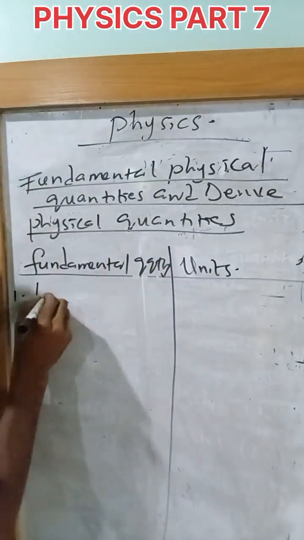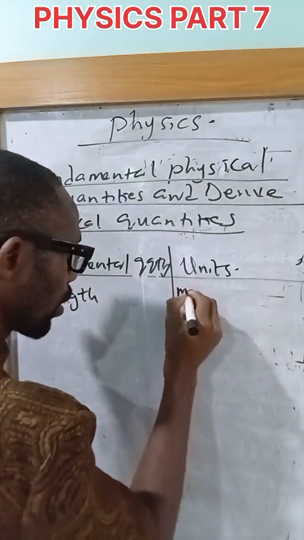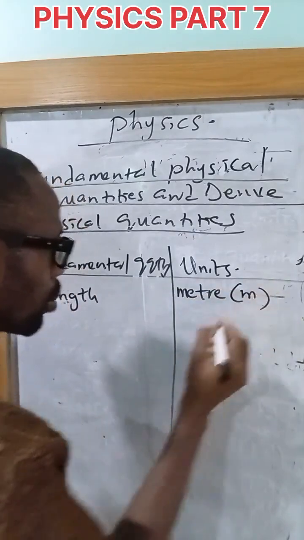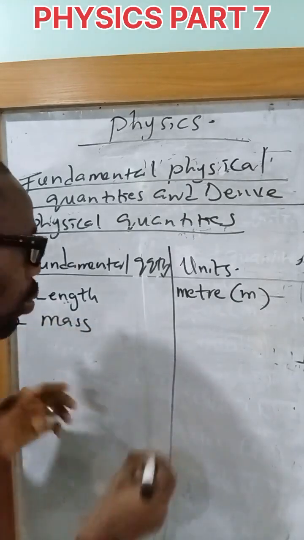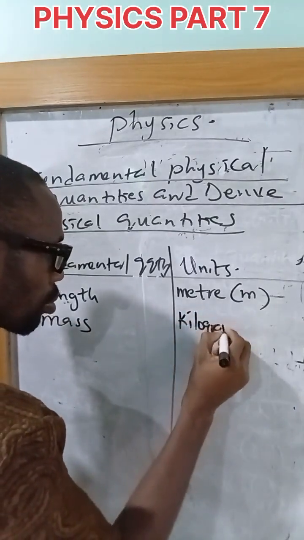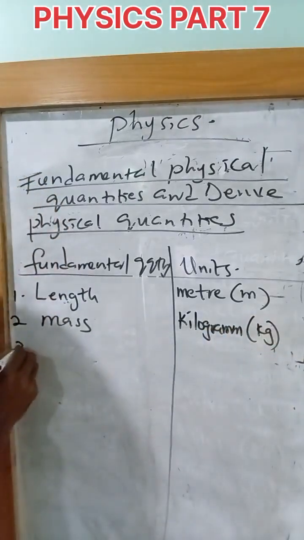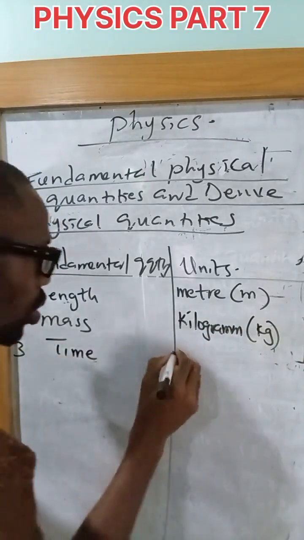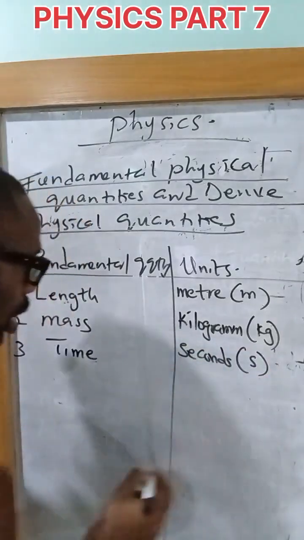Number 1, we have length. The unit is meter, represented with a small m. Number 2, we have mass. Mass is a fundamental quantity, and its unit is kilogram, kg. Number 3, we have time. The unit is seconds, represented as S.